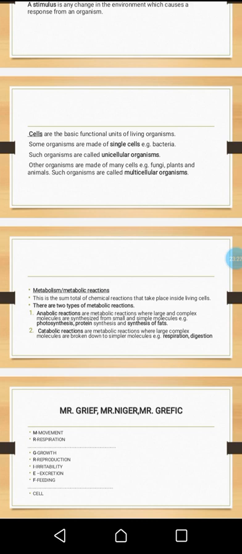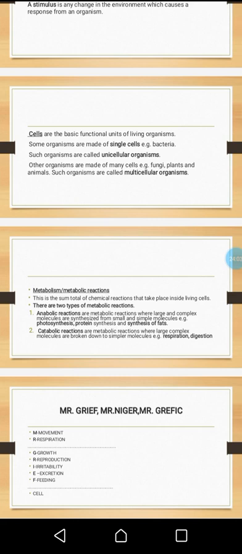What I want you to focus on is that you should know the difference between anabolic reaction and catabolic reaction. The differences start from the definition. Anabolic reactions are metabolic reactions where large complex molecules are synthesized from small simple molecules, for example in photosynthesis, while catabolic reactions are metabolic reactions where large complex molecules are broken down to simpler molecules, such as in respiration and digestion. You get full marks for doing that.